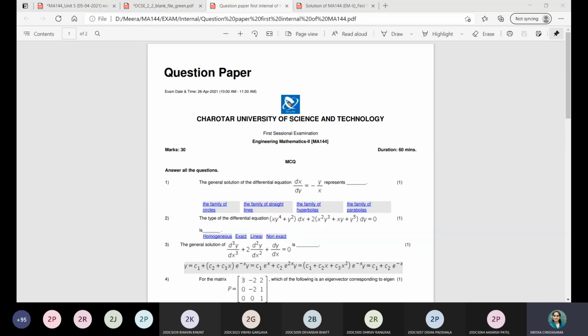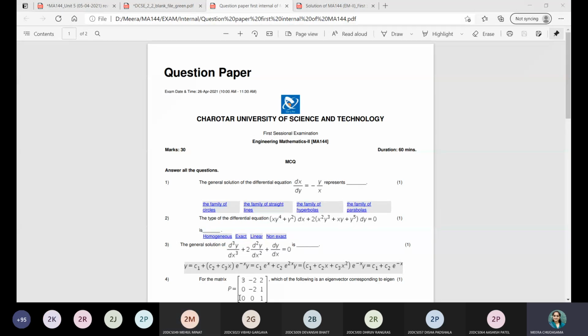Okay, so the first question is the general solution of the differential equation dx upon dy is equal to minus y by x represents, what will it represent? Family of circles.